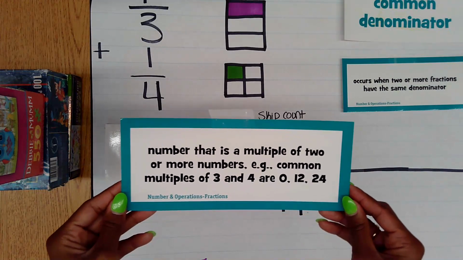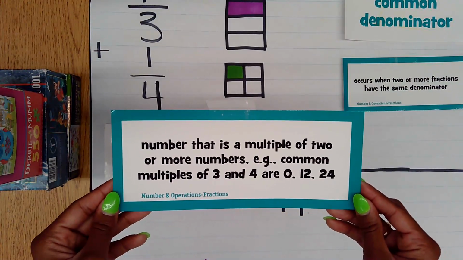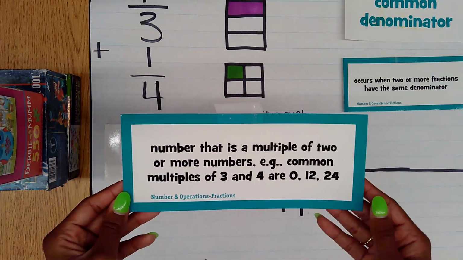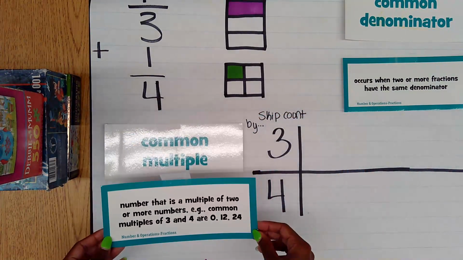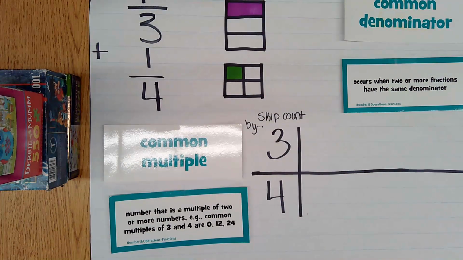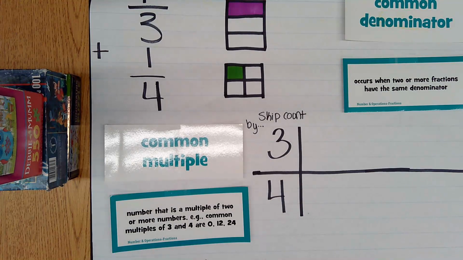So a common multiple is a number that is a multiple of two or more numbers. Example, common multiples of 3 and 4 are 0, 12, and 24. In order to find our common multiples, we're going to skip count by the two denominators. So my first denominator is 3. I'm going to skip count by 3's.